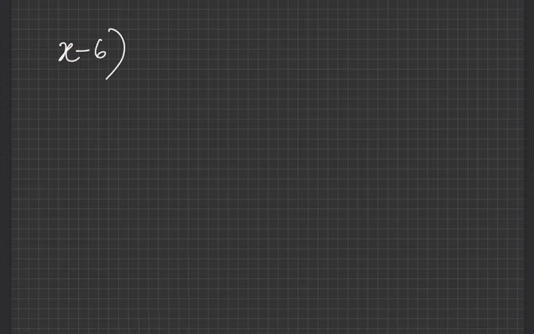Let's try one more. x minus 6 is my divisor. x squared plus 3x minus 54. Can you try it?